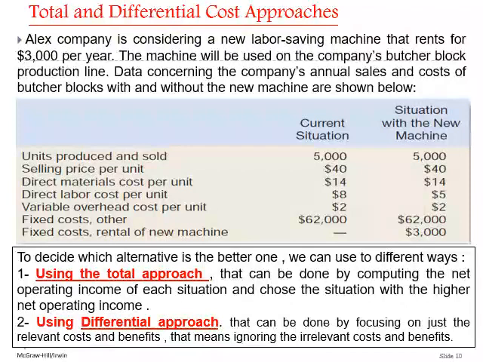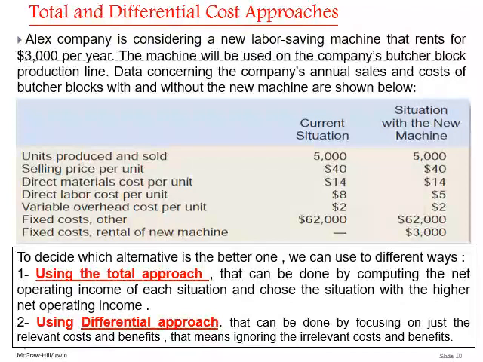Alex company is considering a new labor saving machine that rents for $3,000 per year. The machine will be used on the company's butcher block production line. Data concerning the company's annual sales and costs of the butcher blocks with and without the new machine are shown below. This data concerns units produced and sold for the current situation and for the proposed situation.